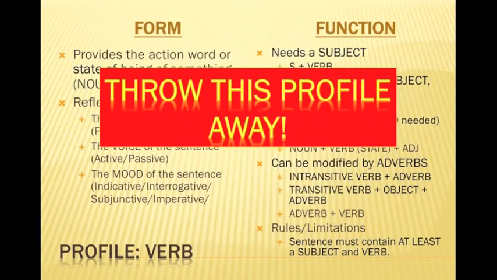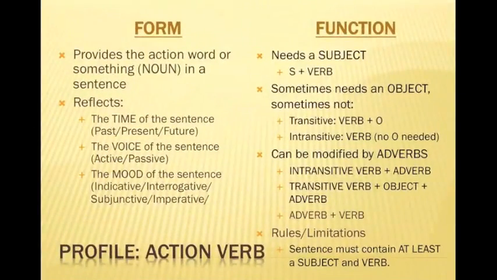So at this point, it's probably good for us to take the particular profile of a verb that we've been studying and throw it away, because now we've actually changed some of the information and made it a little bit more specific to the two types of verbs we have in language. So now we're going to create a new set of profiles using action verbs and state of being verbs. So again, you will find this profile listed at the bottom of this page.